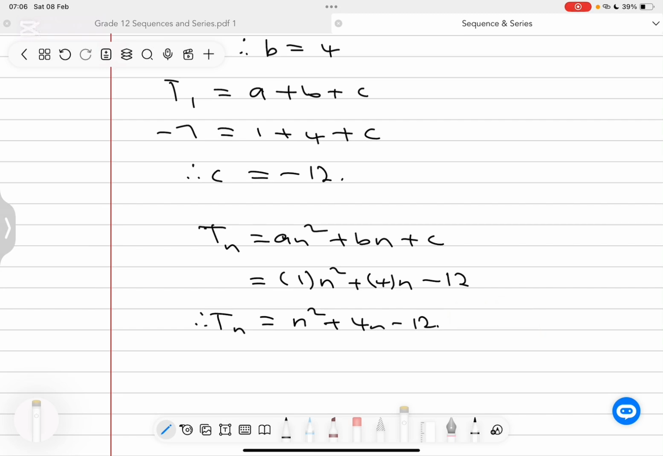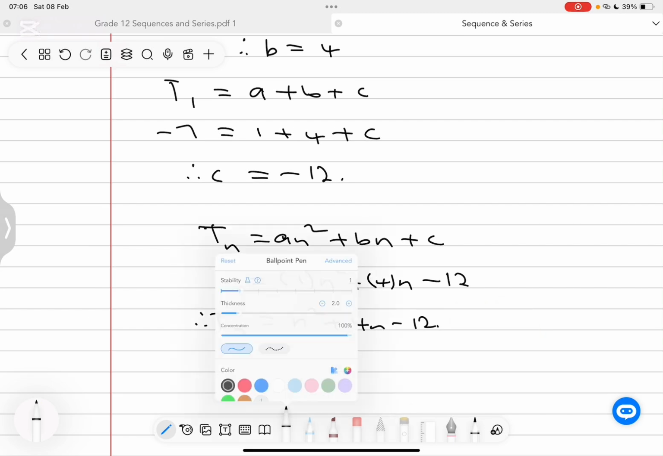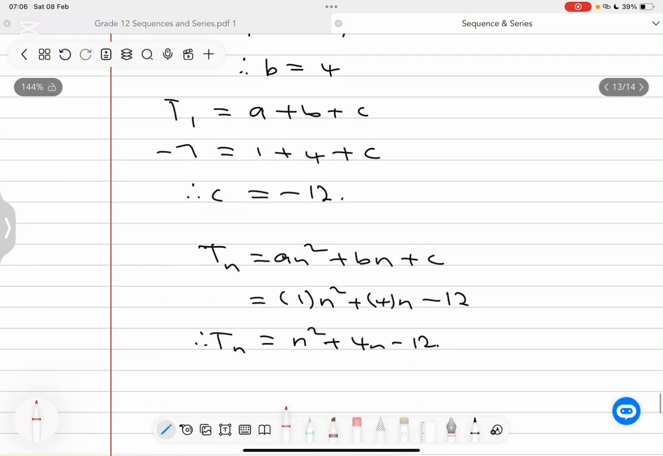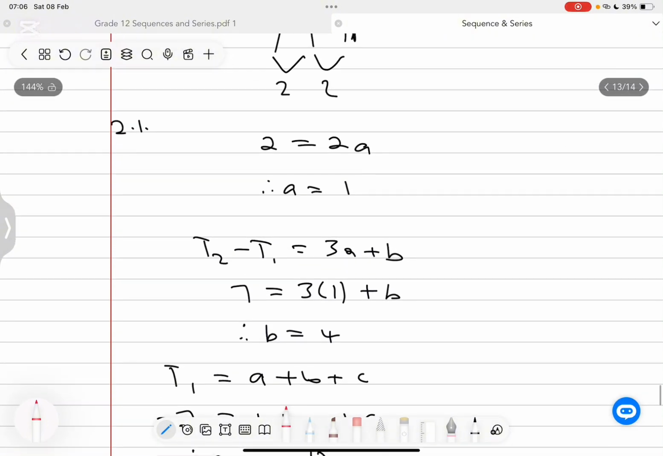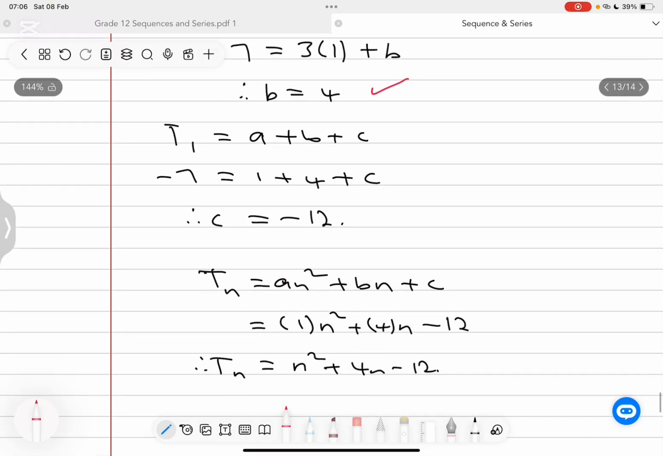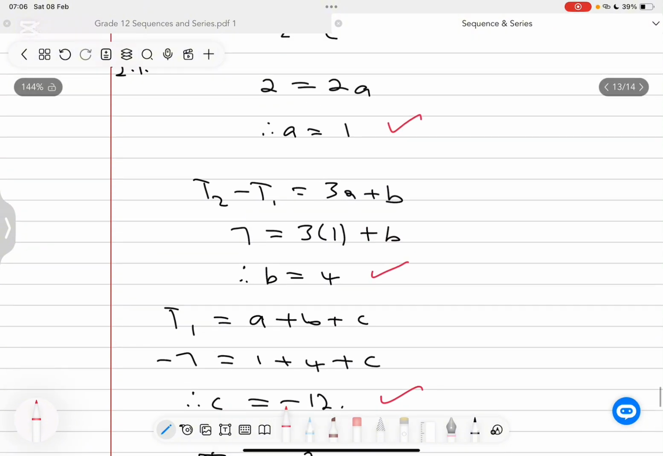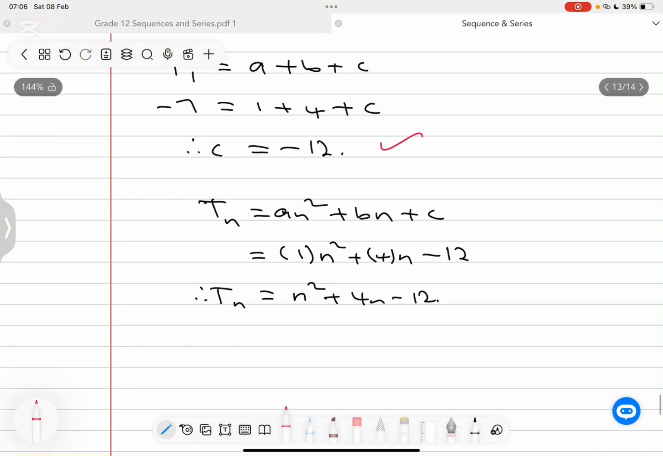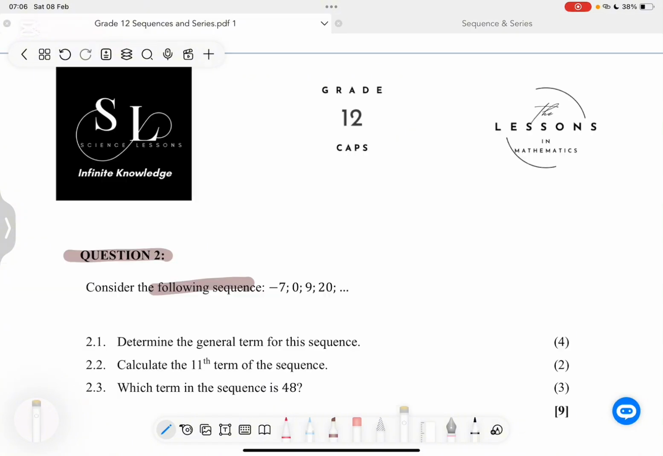Now, this question is 4 marks. As you would have recalled from the first question that we did, 1 mark for finding a, 1 mark for finding b, and 1 mark for finding the correct c. So already we have 3 marks there. The last mark would be for putting all those numbers correctly together to find the nth term, or the general formula.